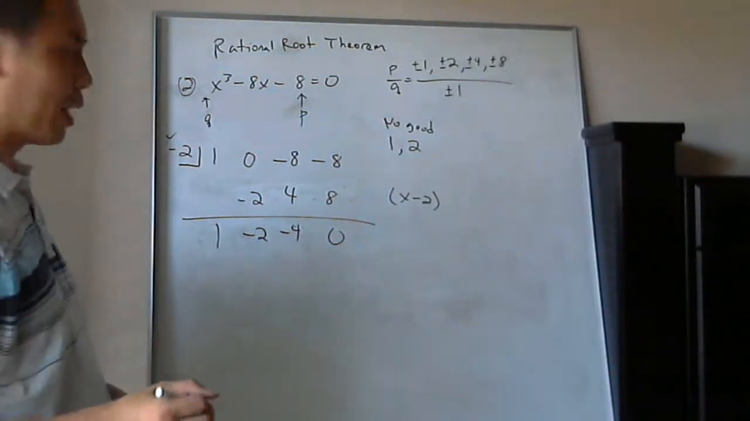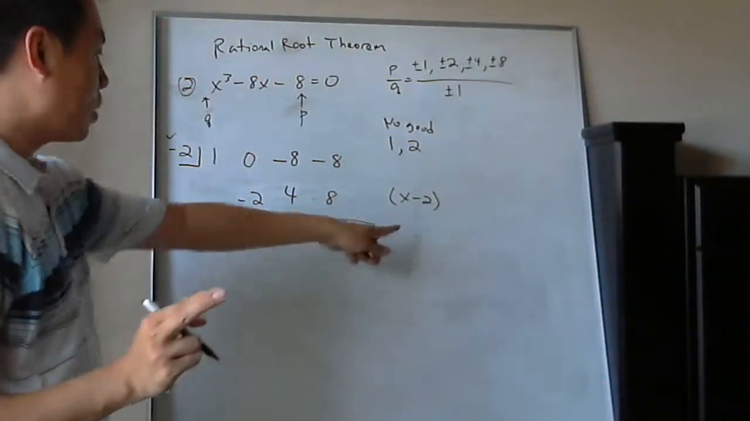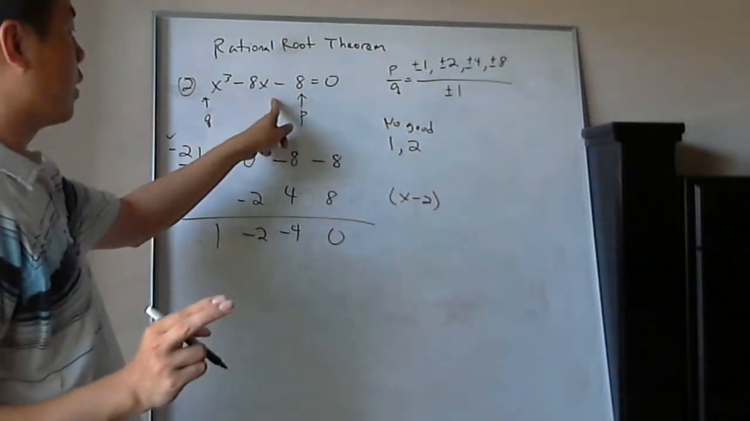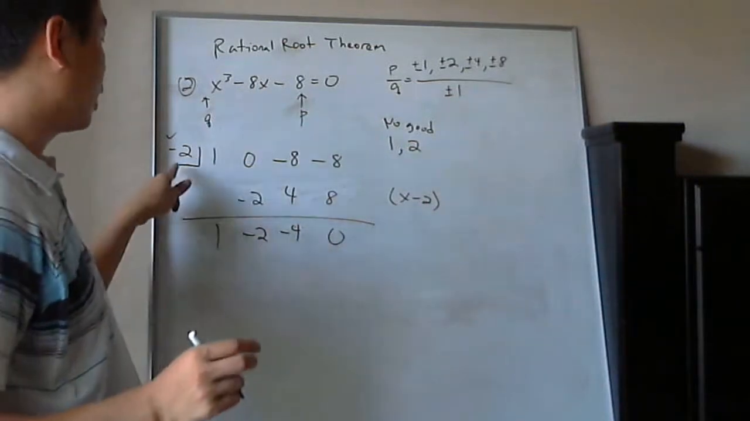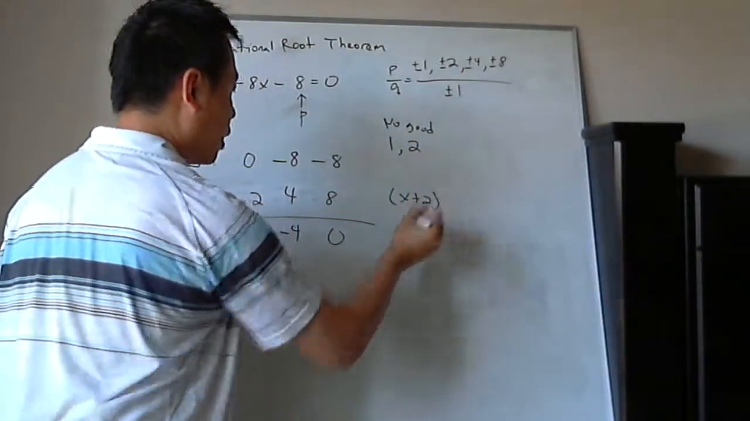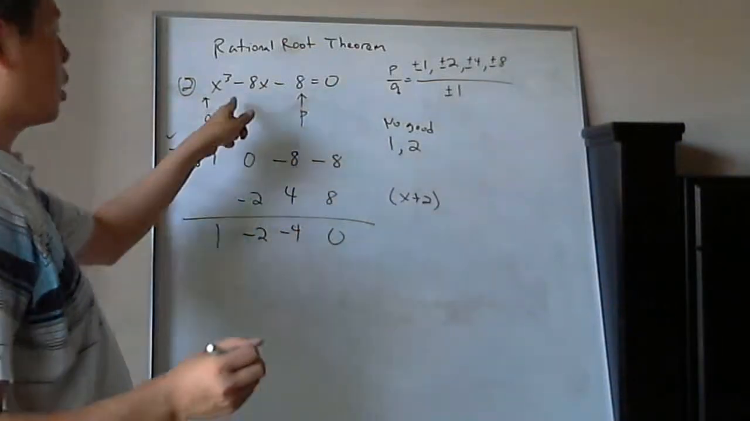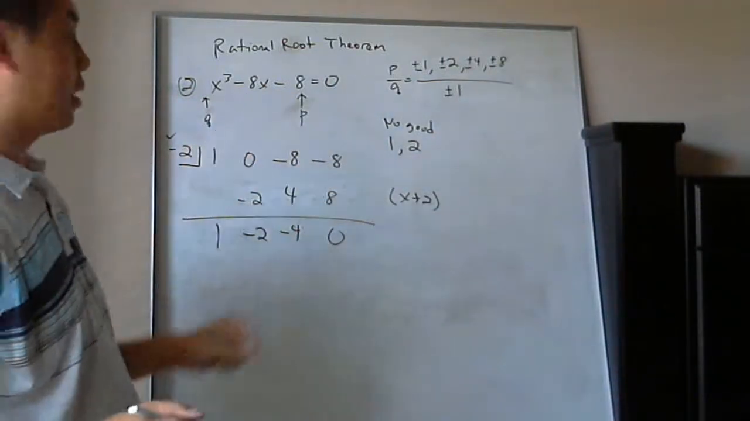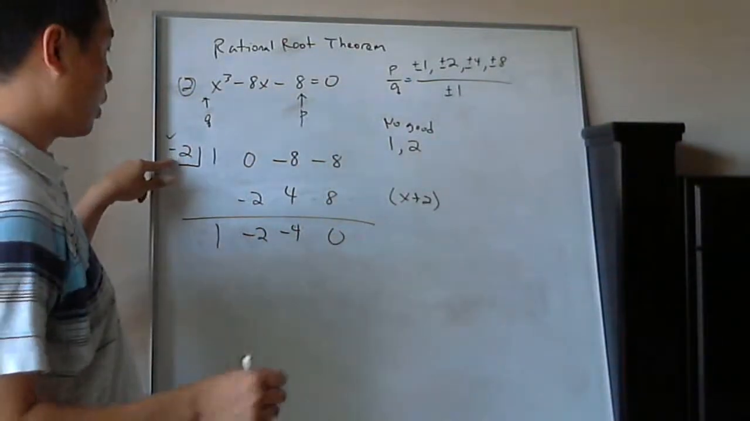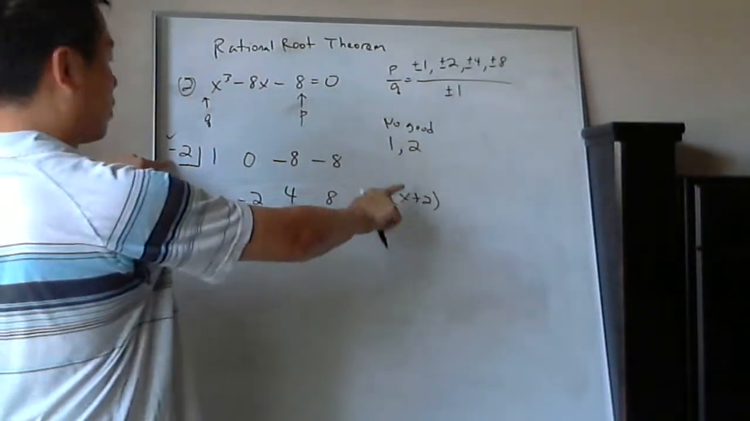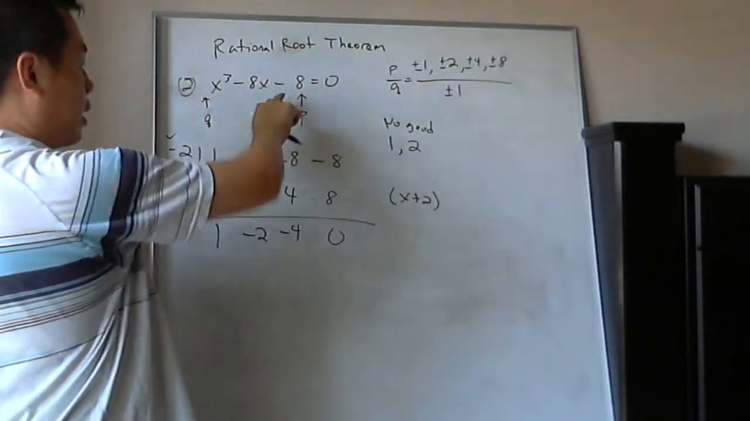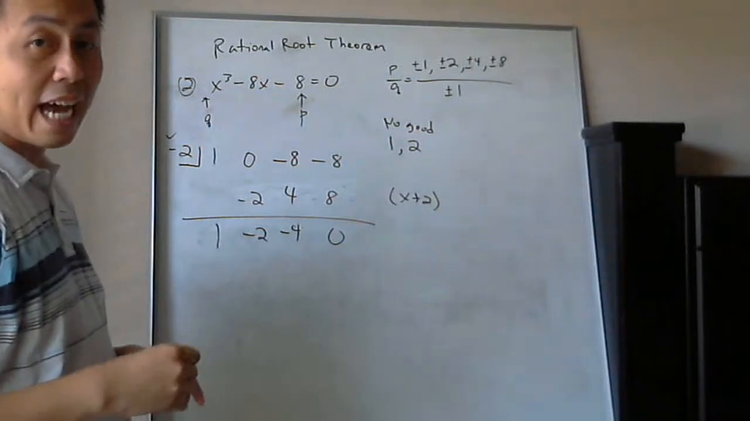I don't know if that makes sense. That means x minus 2 is a factor of x cubed minus 8x minus 8 if negative 2, actually wait a minute, x plus 2, sorry. x plus 2 is a factor of x cubed minus 8x minus 8, because negative 2 is a root, so therefore x plus 2 has to be a factor of x cubed minus 8x minus 8. If you have questions, please ask.